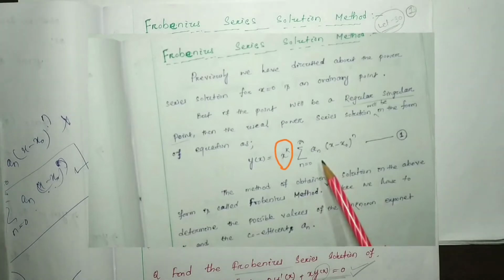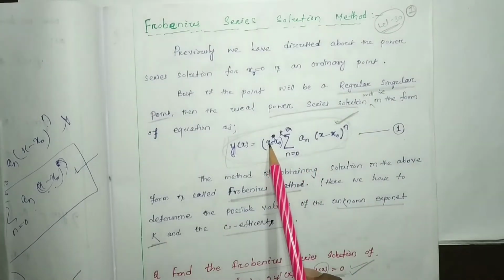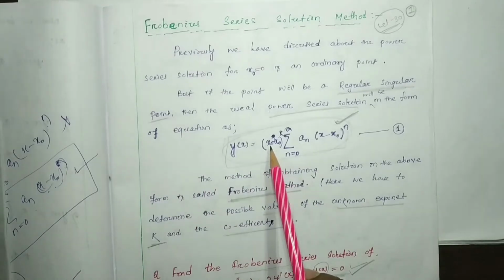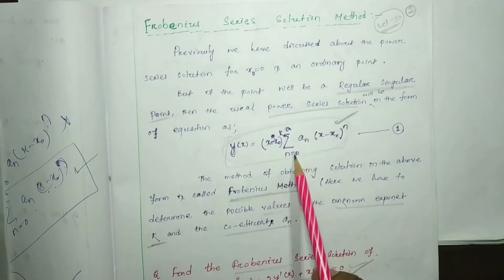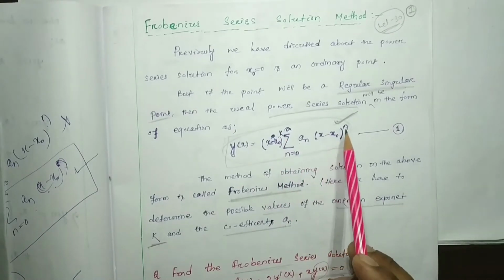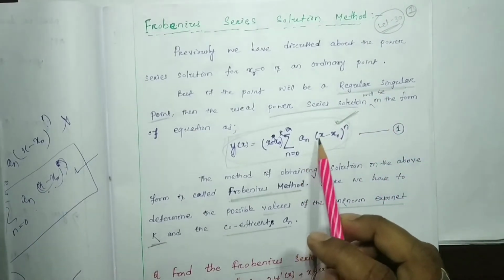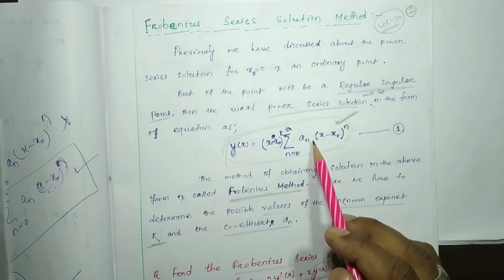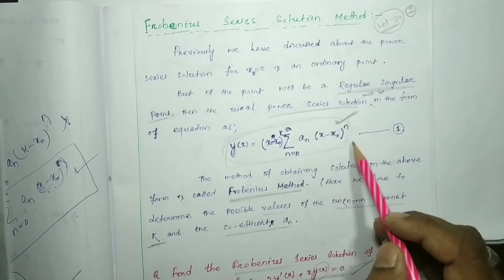This was written wrongly by mistake, but the correct one is this. Instead of x to the power k, it has to be written as (x minus x0) to the power k, summation over n equal to 0 to infinity a_n (x minus x0) to the power n. This one is the correct one. I suggest that you go to the corresponding page of your notes and correct this equation.